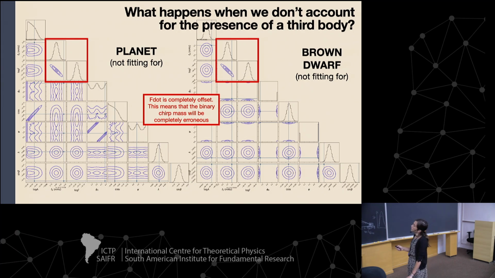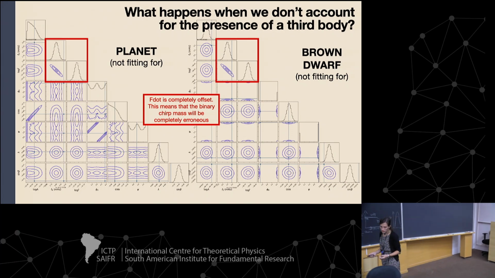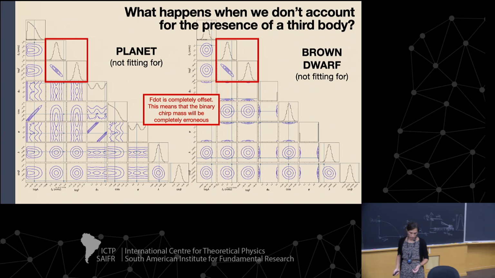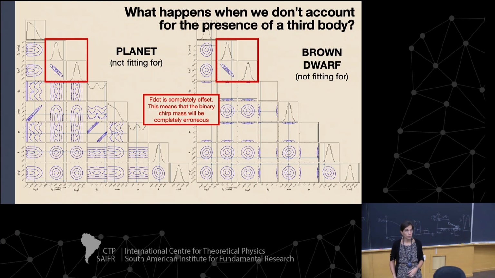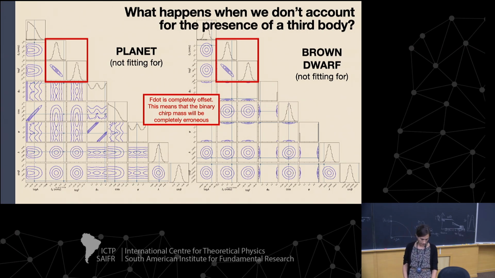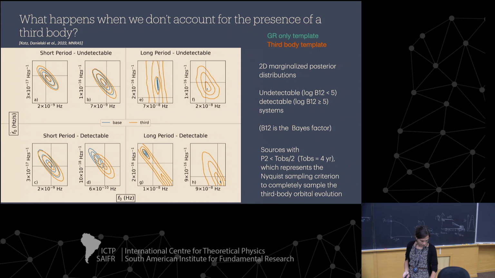And this was the f dot, which is the derivative of the frequency. If you have the derivative of the frequency of your source wrong, it means that you're going to compute a completely wrong chirp mass, and you're going to not characterize your system in a good way, which poses a huge problem. That was before they included the third body fit in the global fit, because we didn't see that until this moment. We're like, oh, what happens if there's actually a third body and I'm not fitting for it?